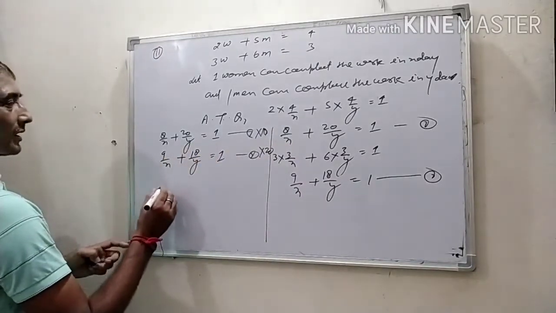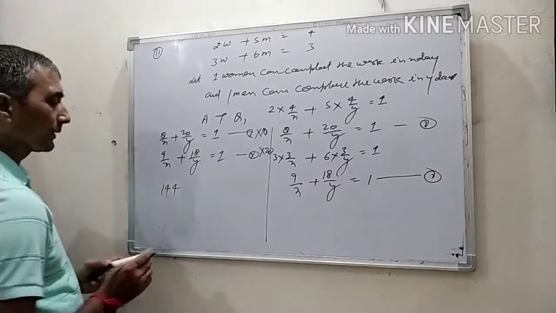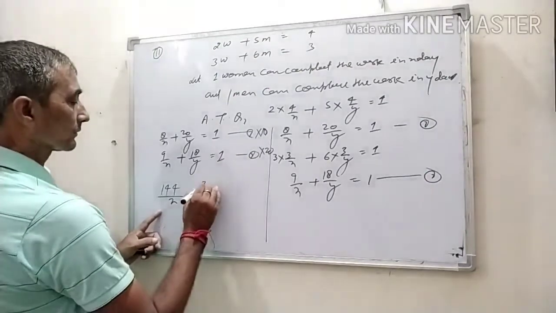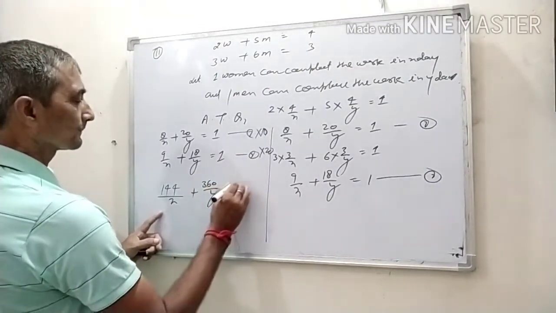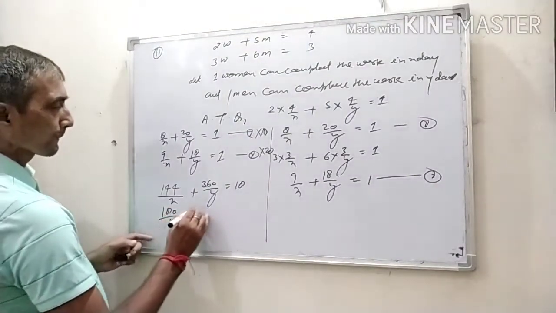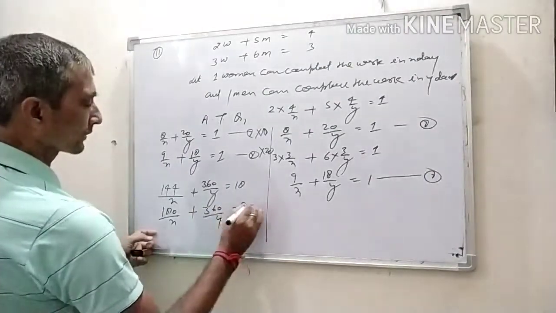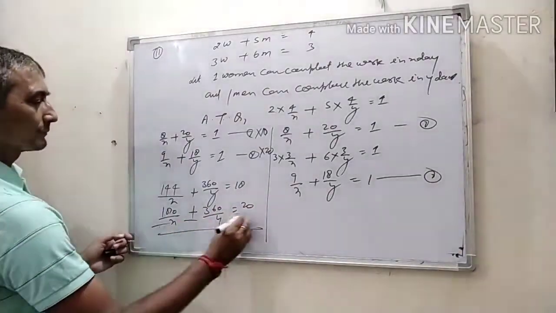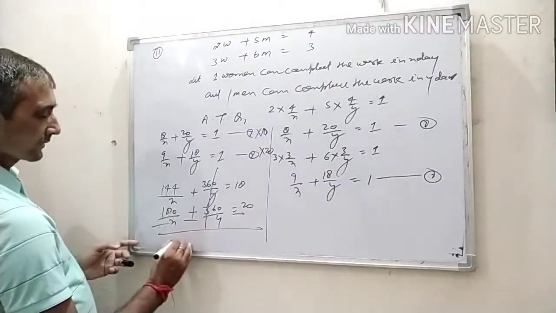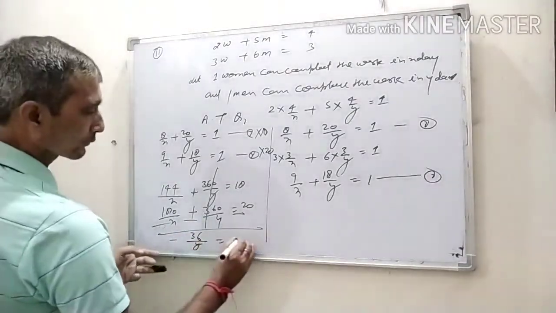Then 18 times 8 is 144 by X plus 360 upon Y, and 20 times 9 is 180 by X plus 360 upon Y equal to 20. Subtract them. This will be cancelled and finally minus 36 upon Y equal to minus 2.